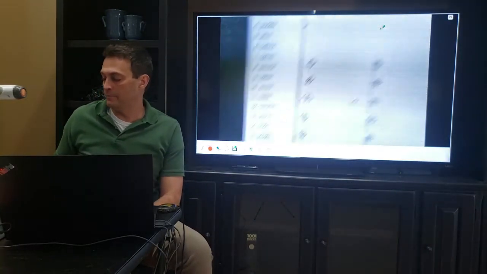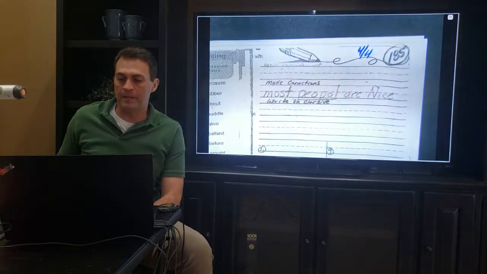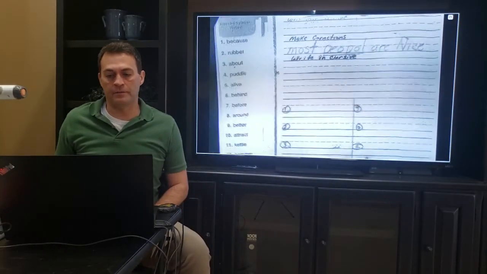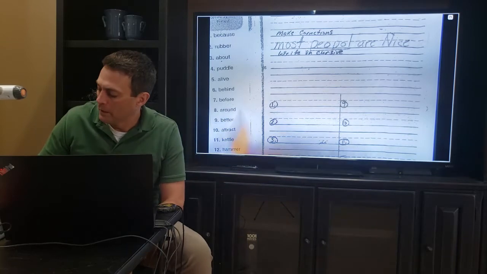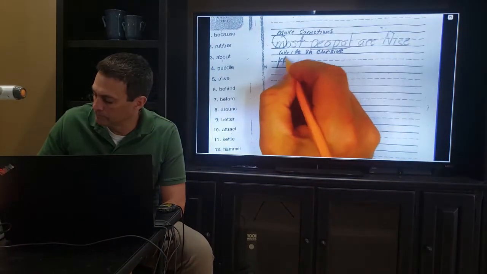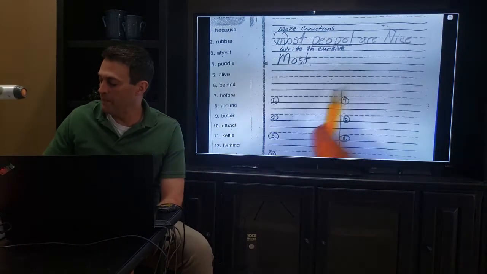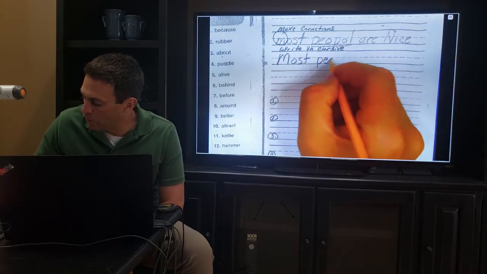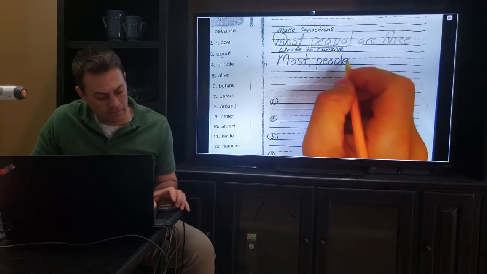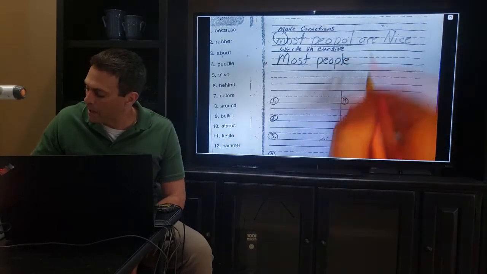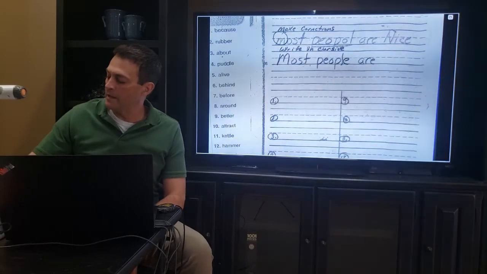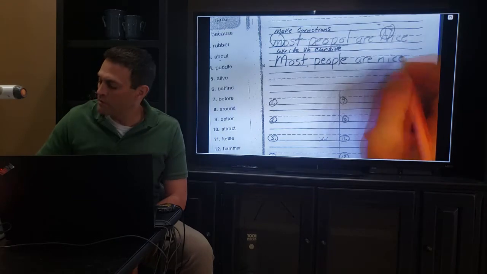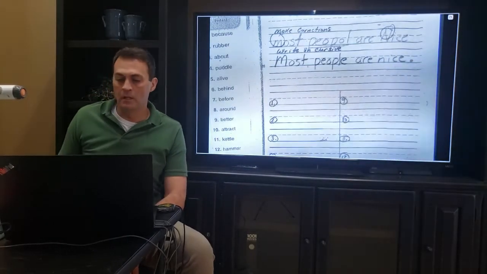Alright, today's bell work, you should have 4-4 at the top. That's week 4, day 4. And here we go. Most people are nice. Alright, capitalize the M. People is misspelled. It should be P-E-O-P-L-E. R is okay. And nice needs a lowercase n, not a capital. Most people are nice and put a period.